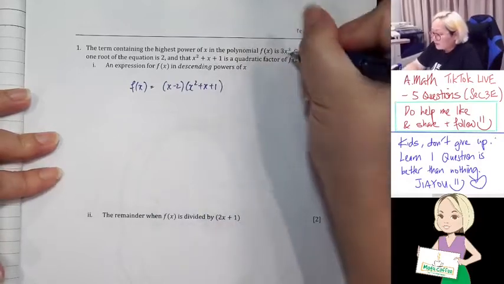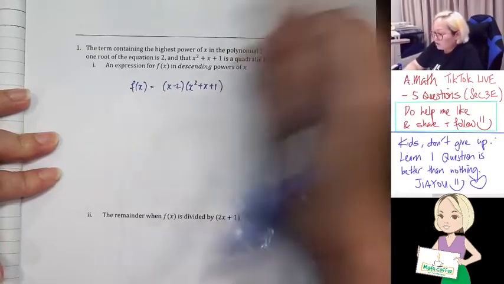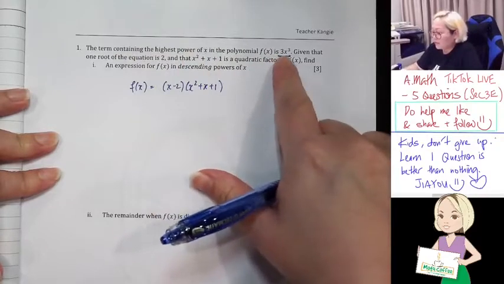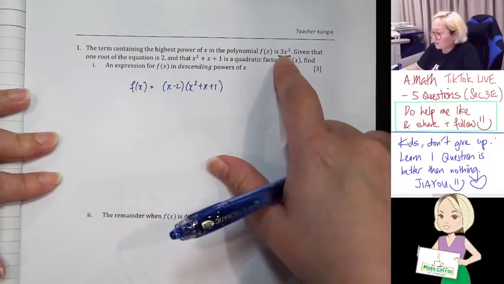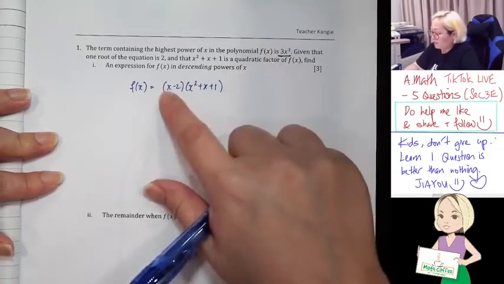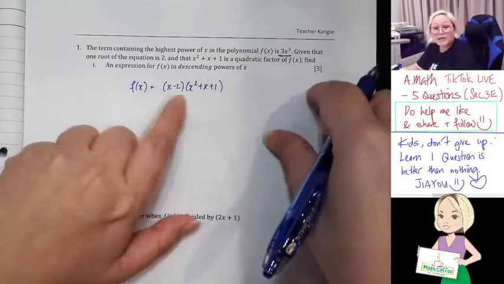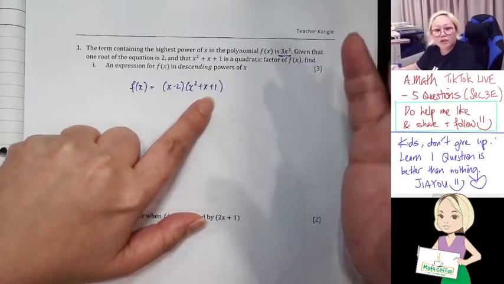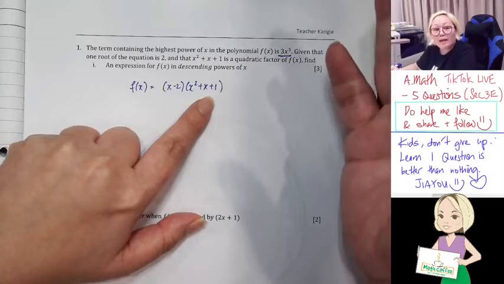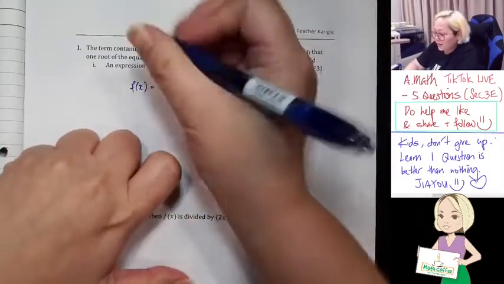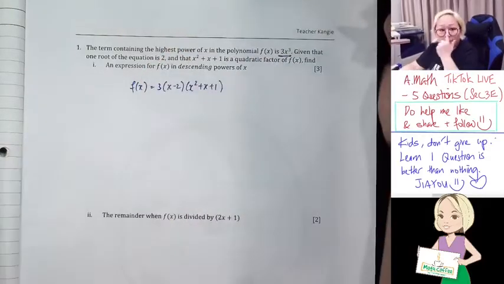But they always have this thing where the term containing the highest power has some number. You see that it's a 3, right? So take note and see whether you need to put a 3 in front. If I just have these two brackets and expand, my highest power will be 1x cubed. So it doesn't fulfill the 3x cubed, right?